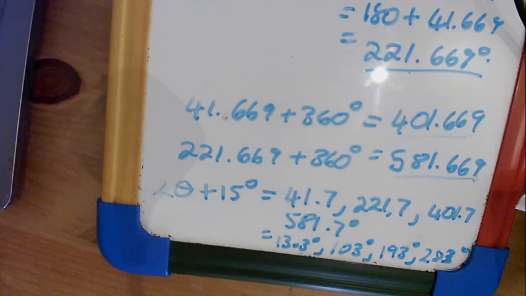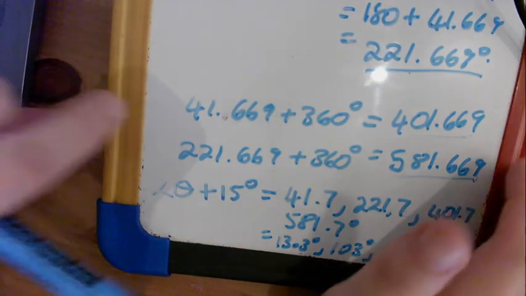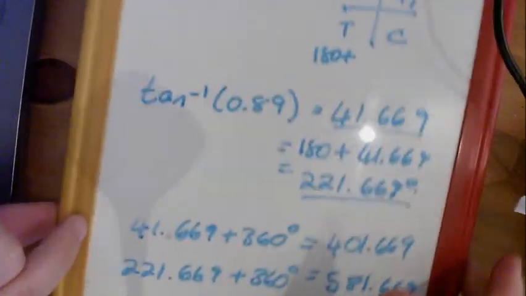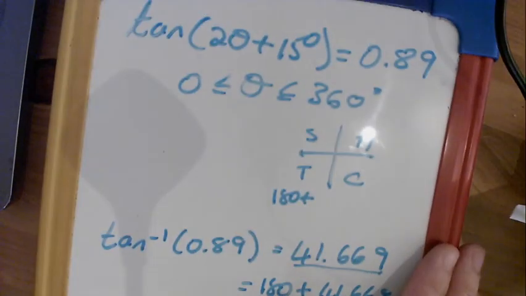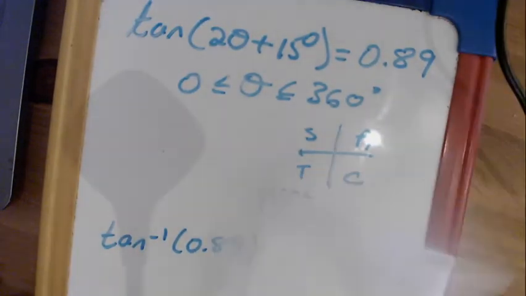So instead of drawing a diagram, all I've done is use CAST. And where have I used CAST? I've used CAST right up here to just find my second solution, which is 180 plus. So we do that before we do the adjustment of the 2 theta plus 15. Right, now let's do what happens when we have a negative one. So the CAST diagram, strictly speaking, is for positive values only. So what happens if I've got a negative?